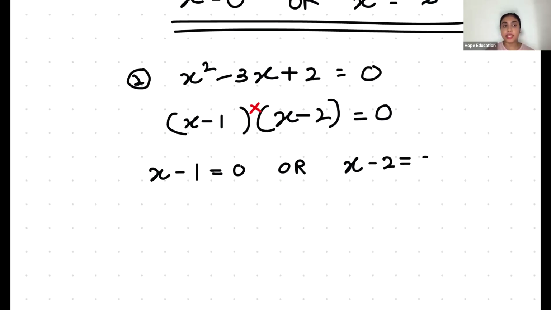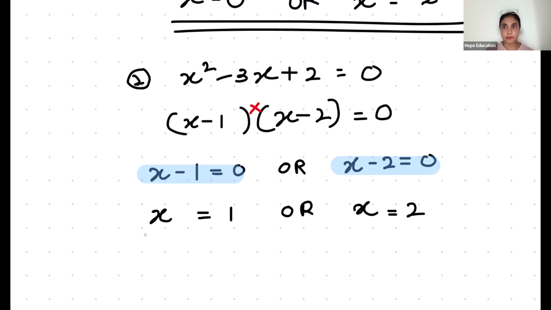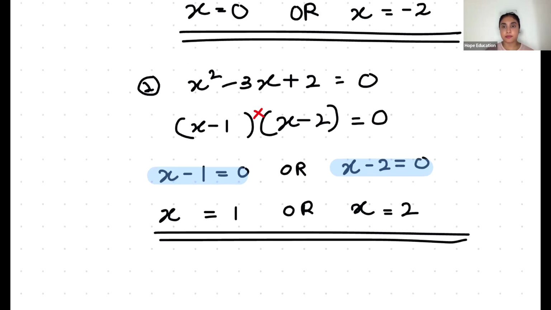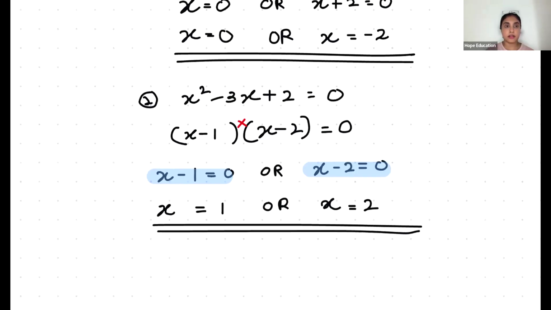Now we have two mini equations here. We simplify. This minus 1, when I bring it to the other side, becomes plus 1. Or x, this minus 2, when I bring it to the other side, becomes plus 2. This is the answer. Is this clear? Okay, write this example as well. I'll give you 1 minute, 2 minutes, make it fast.